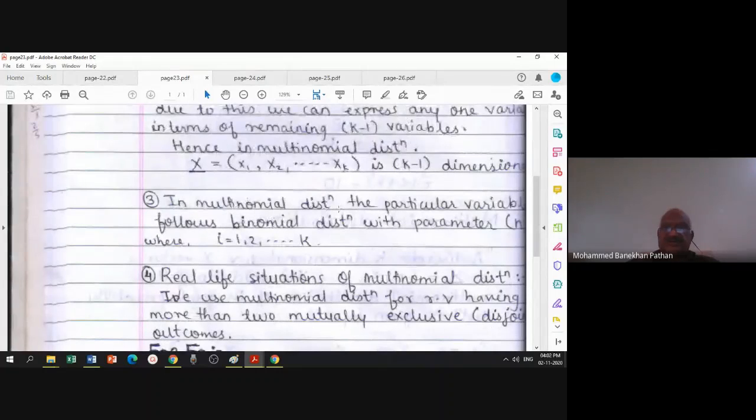In multinomial distribution, a particular variable follows binomial distribution with parameters n comma pi. Pi is missing there. That means this third remark is very important. Out of k variables, if I decide to study any one, that one variable particularly follows binomial, and you know binomial distribution from your first year.